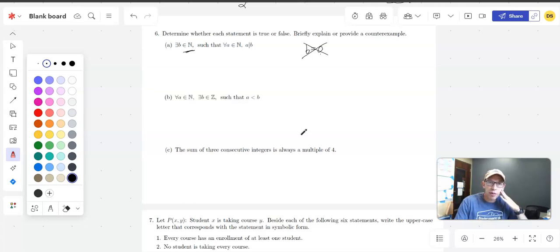And there's no other number. Now, if it said there exists an A such that for any B, A divides into it, then that would be true because A could be 1. 1 divides into every natural number, but that's not what we're saying. We're saying there exists a B that every A divides into. And once we choose the B, it freezes, and that same B has to work for every A because of the order that this is in. So this is false.